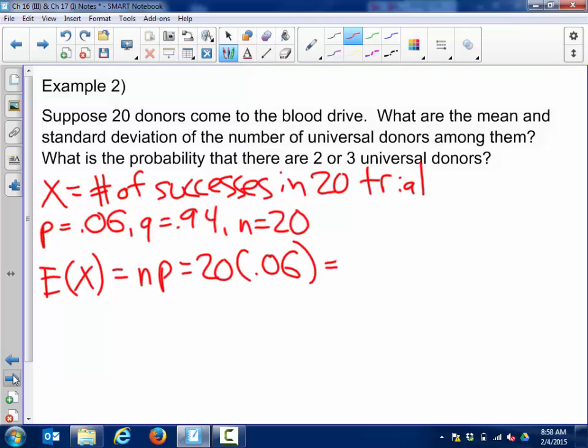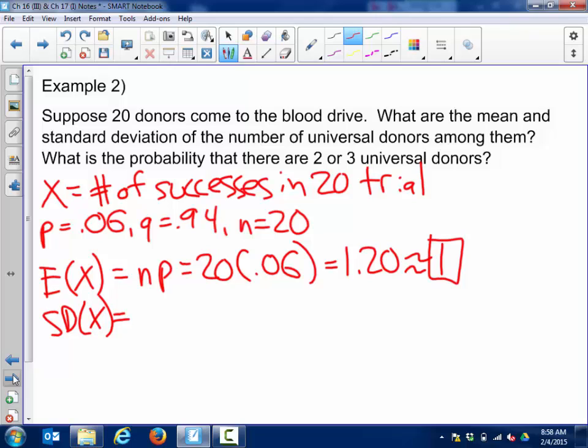So this is equal to n times p, which again is on your stats reference sheet, which is 20 times 0.06, which is 1.20. Approximately, you expect to see one person in 20 donors with this blood type, which makes sense because earlier with the geometric model, we said you would expect to go through 17 people before you find your first success, someone with O negative blood type. So the two models are sort of confirming each other to some extent.